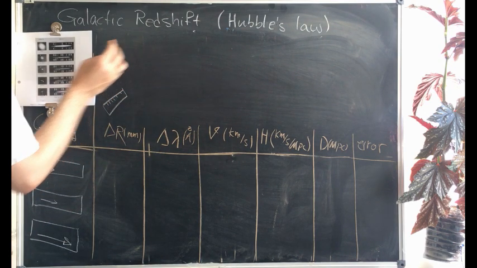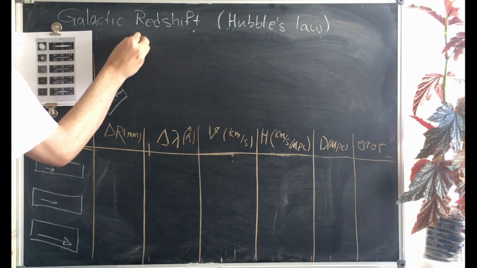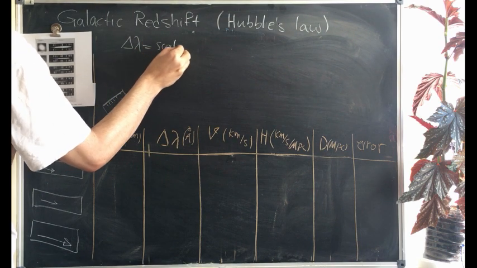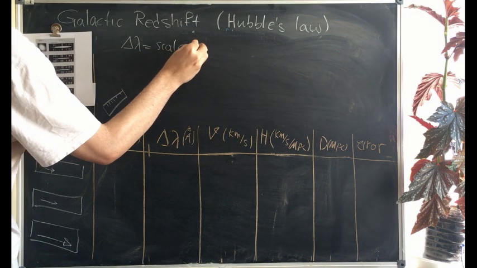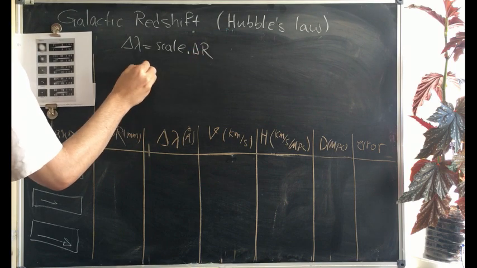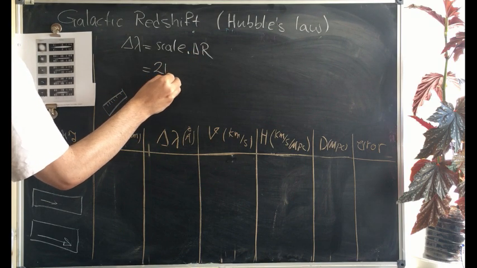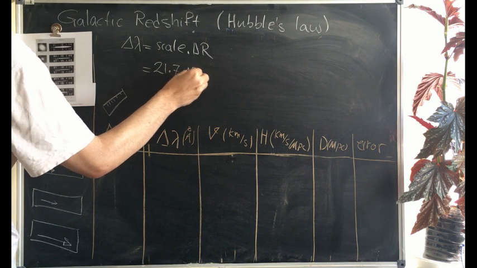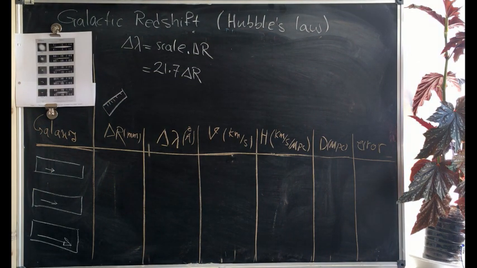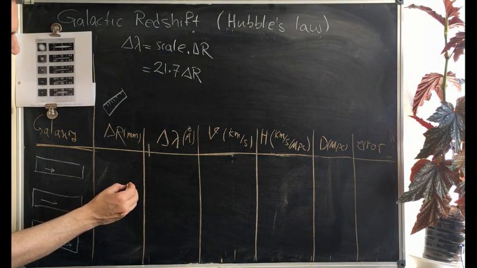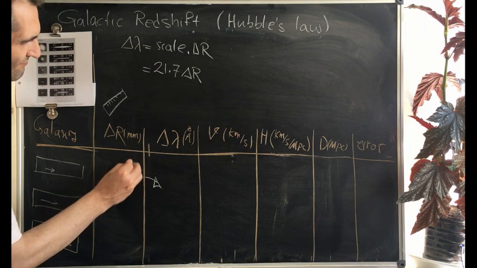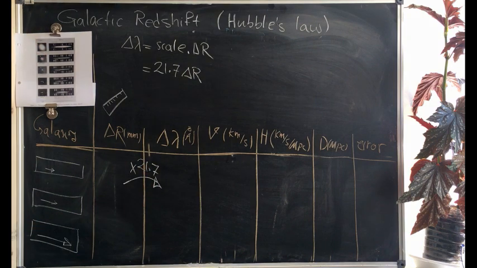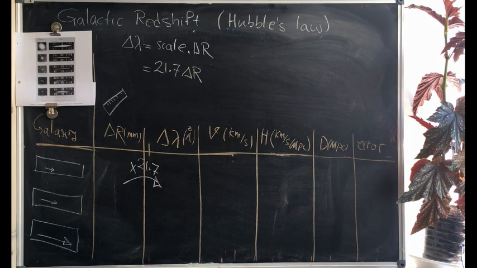Then we can calculate delta lambda, or the change in wavelength. Delta lambda is a scale multiplied by delta r. You have this scale, it's a constant number for all cases. It's 21.7 times delta r. So take that number you measured in millimeters, multiply by 21.7, and you get your delta lambda in angstrom.